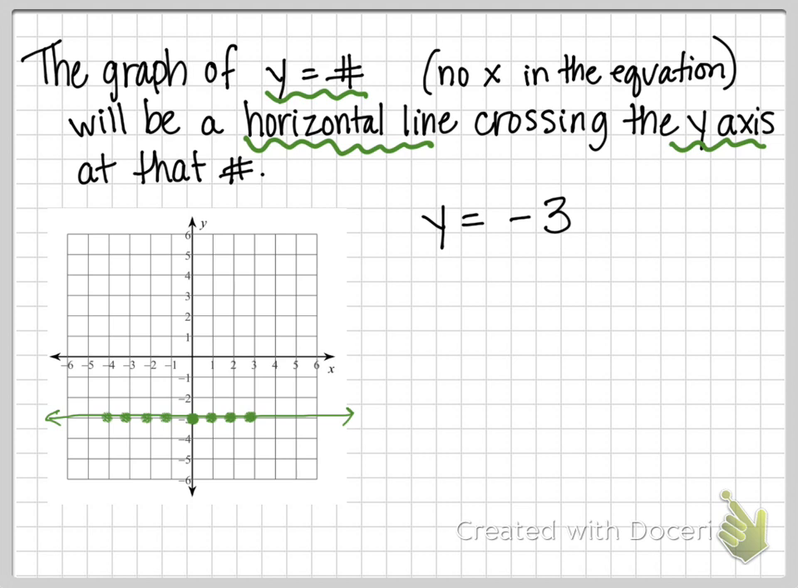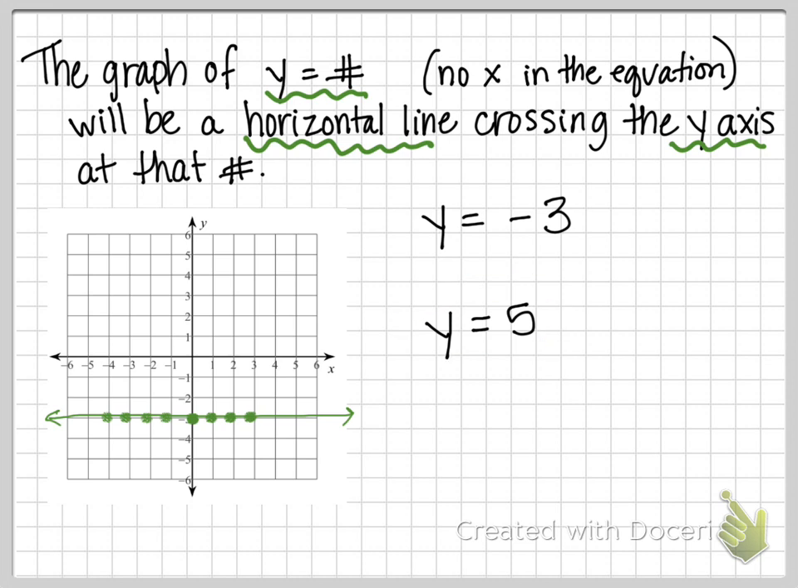Okay, if you're doing a horizontal or a vertical line, I don't need to see multiple points listed. I just need to see the correct line crossing the axis at the right place. Try this one. Y equals positive 5. So if we plotted positive 5, we know that there is no x in this equation, right?